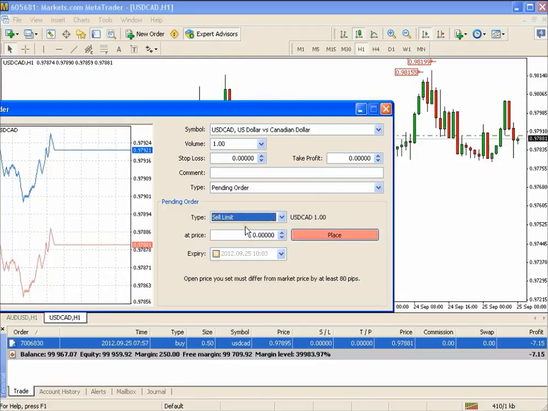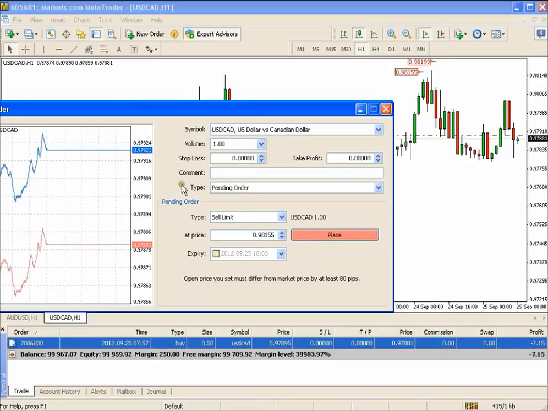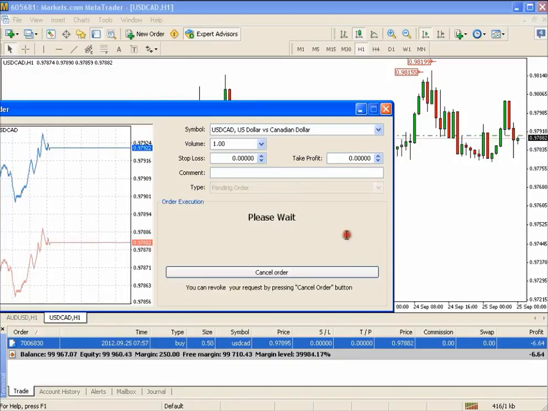If you do get confused, just go back to that help file, look at that picture again, and it will refresh your memory. Now with sell limit, we need to put in an at price. This at price is when we are going to enter this sell. And we decided we're going to put it up there. So we're going to put in that figure, 0.98155. I'm not going to bother with stop loss and take profit just yet. I just want to show you what this is going to do.